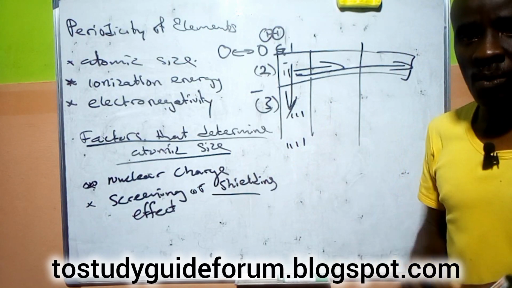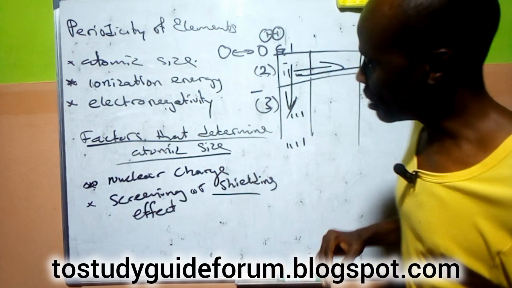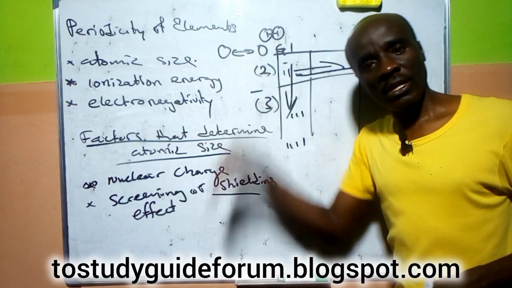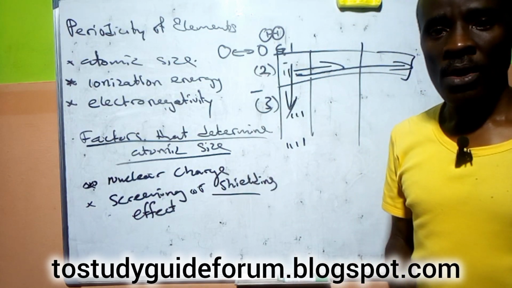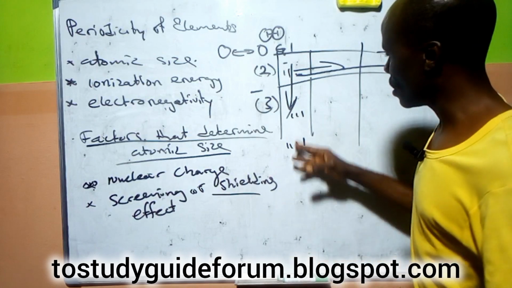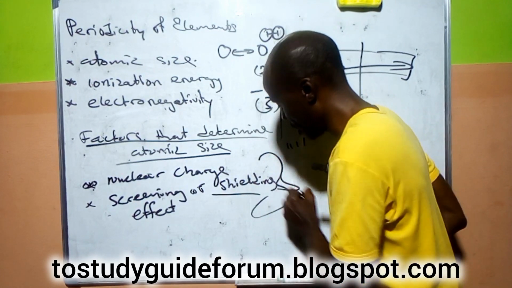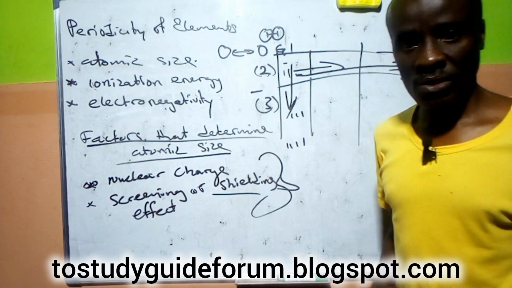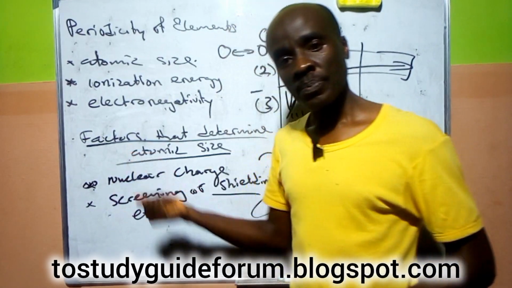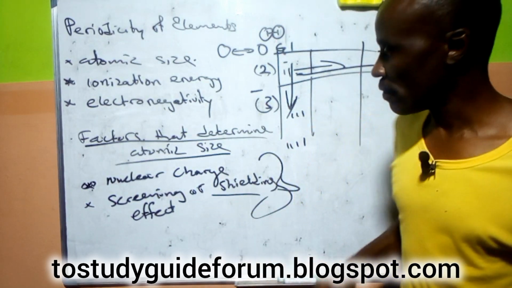Now, one of the hints I want to give you, or a trick for remembering this, is that anything that increases across the period decreases down the group. Anything that increases across the period decreases down the group. This is because of these two basic things that always affect what happens: the screening effect and the nuclear charge, or the attractive force of the nucleus drawing electrons to itself.